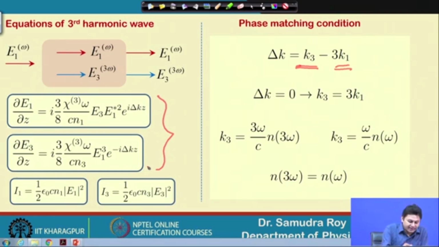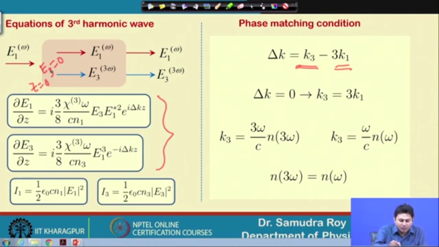Please note that at the input, at this point where z is equal to 0, E3 was not there. So, E3 is equal to 0. The boundary condition is that when I launch the electric field E1 at the input, there is no third harmonic wave, because the wave will enter into the system and then the dipoles will start oscillating at 3 omega frequency, and gradually the third harmonic wave will be generated. That is why at the input there should not be any third harmonic wave. Well, the intensity and electric field relation is also given here.